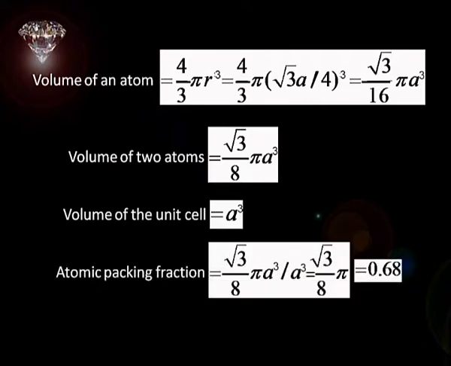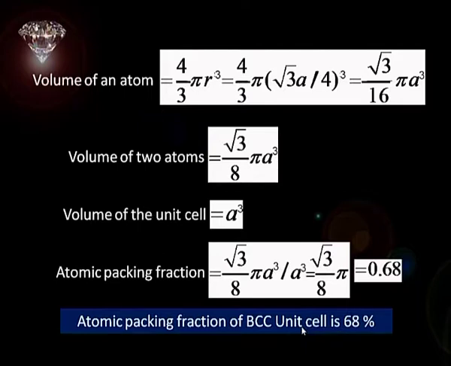So, our atomic packing fraction comes out to be root 3 by 8 pi a cube divided by a cube, which is root 3 by 8 pi, which works out to be 0.68. That means the atomic packing fraction of the BCC unit cell is 68%. That means, in the case of the BCC, body centered cubic unit cell, the packing fraction, that is the volume occupied by atoms, is much more as compared to the simple cubic.